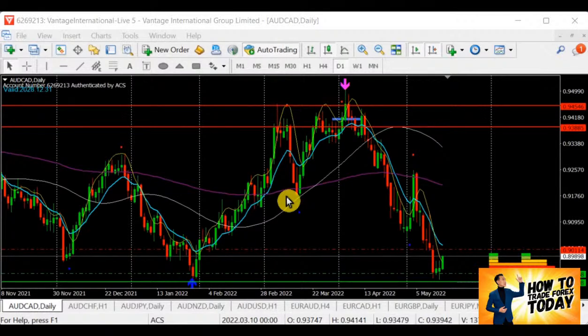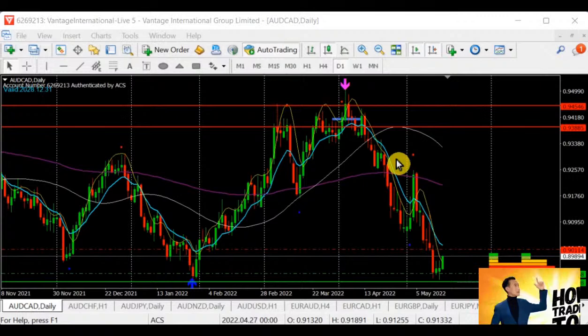Let's take a look at this Aussie Cat here. As we can see, it is currently a downward trend, so we are looking into selling. However, there are times like this, which are all retracements. Very similarly, today we are also experiencing a retracement.